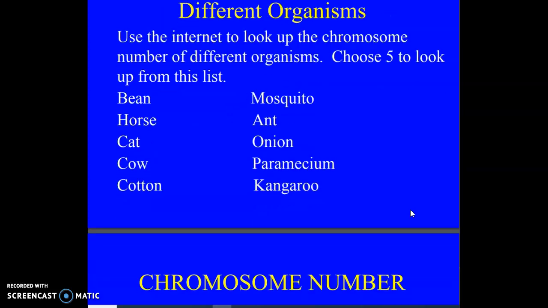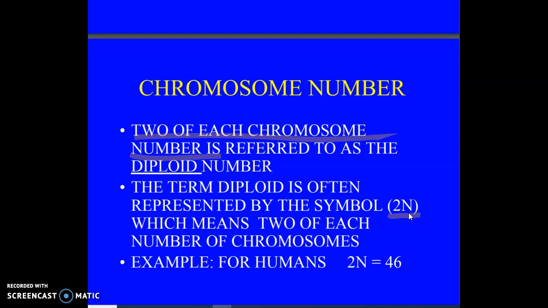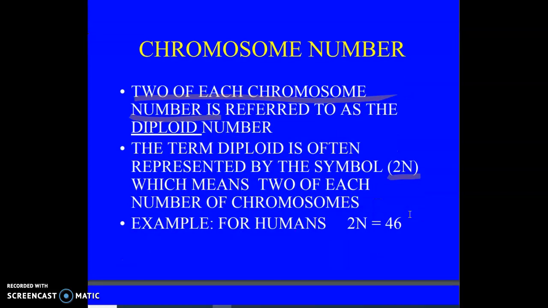Now on to the back page, 19. What does the term diploid mean? It means 2 of each chromosome number. And 20, what is the symbol for diploid? 2N. So in humans, the 2N number, or the diploid number, is 46.